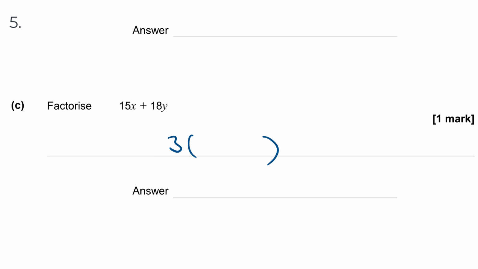Now, to work out what goes on the inside of the bracket, we just need to think about, well, what 3 times what is going to give me 15x? Well, 3 times 5x gives me 15x. I'm going to have a plus in between. And 3 times what gives me 18y? Well, 3 times 6y must give me 18y. So I get 3 lots of 5x plus 6y.